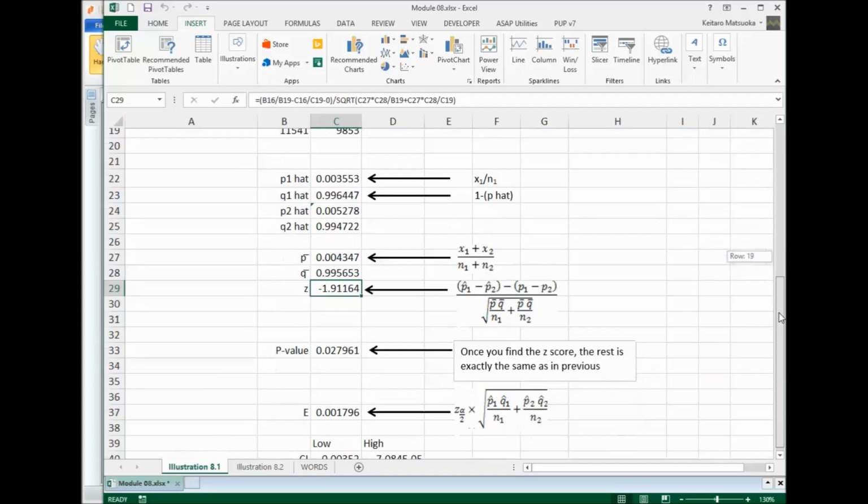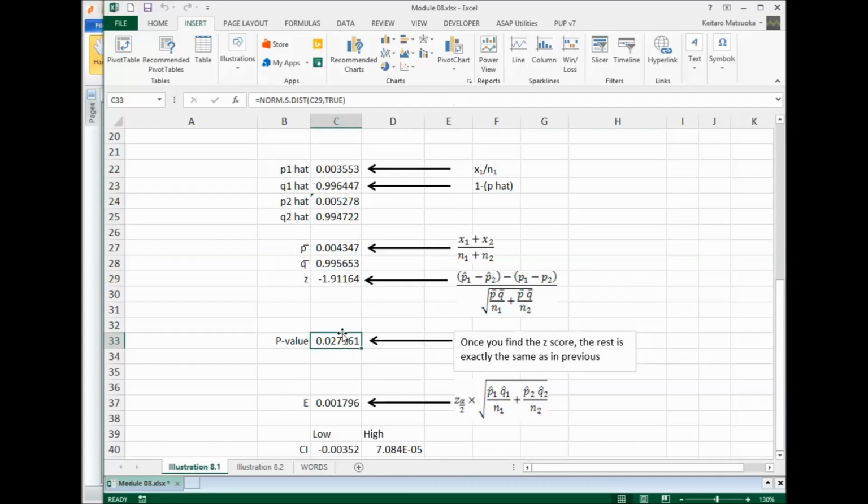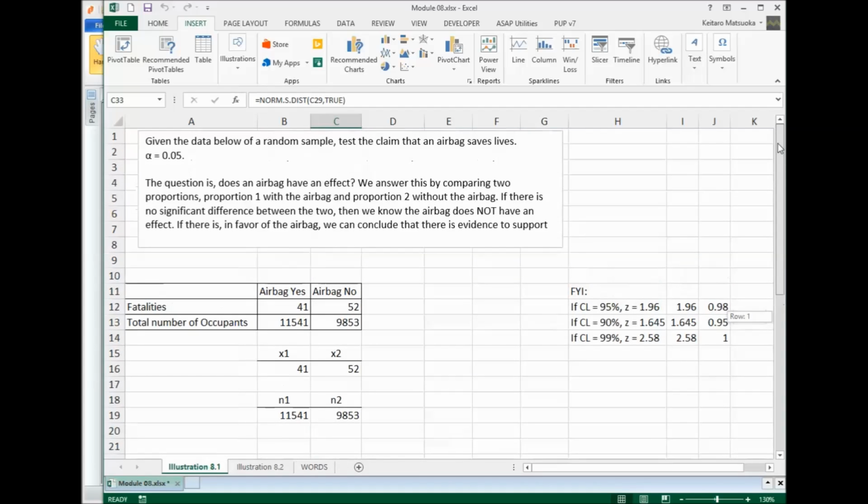So once you find the z, the rest is the same. Plug it into the NORM.S.DIST function, and we get the p-value of 0.08, say. So is that bigger than or smaller than 0.05? In this case, it's less. So that means we can reject the null hypothesis, meaning that airbags do seem to have an effect in saving lives.